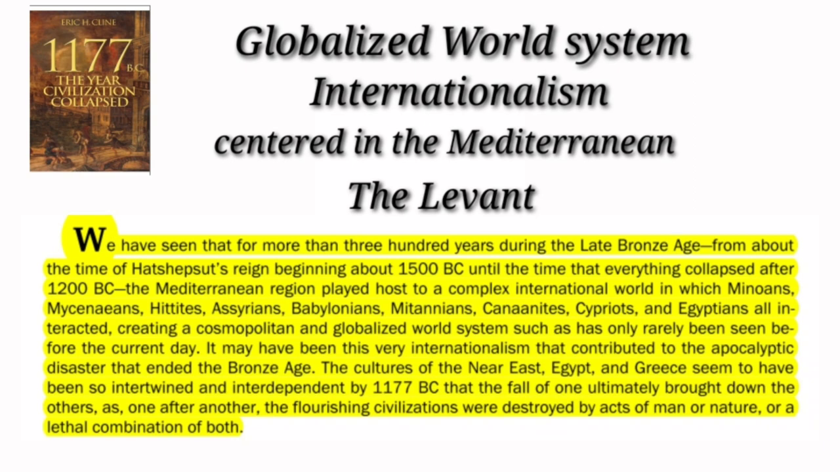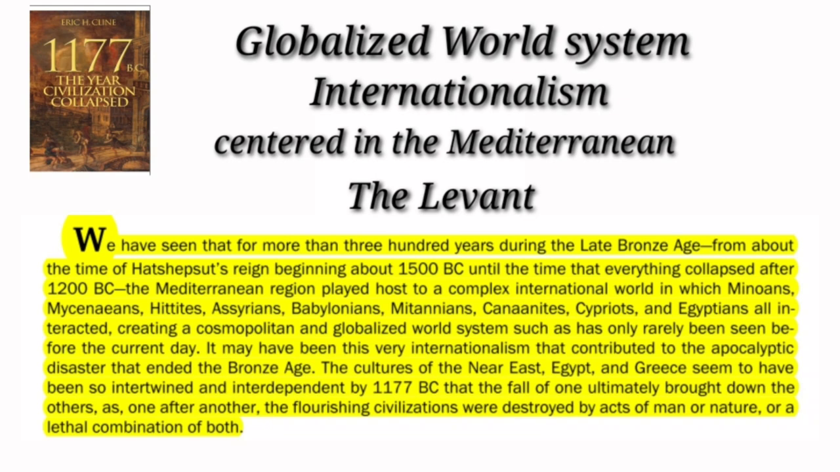Globalized world system. Internationalism centered in the Mediterranean, the Levant. We have seen that for more than 300 years during the late Bronze Age, from about the time of Hatshepsut's reign, beginning about 1500 BC until the time that everything collapsed after 1200 BC, the Mediterranean region played host to a complex international world in which Minoans, Mycenaeans, Hittites, Assyrians, Babylonians, Mitanneans, Canaanites, Cypriots, and Egyptians all interacted, creating a cosmopolitan and globalized world system, such as has only rarely been seen before the current day.